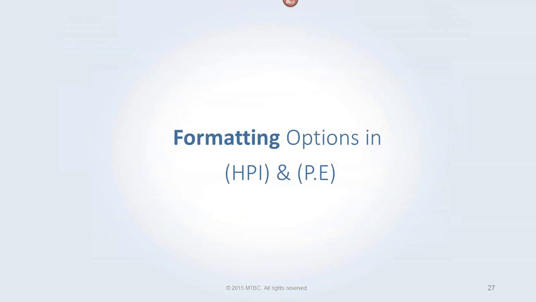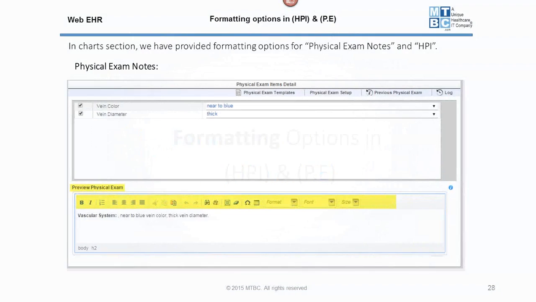Formatting options in History of Presenting Illness and Physical Exams. Information which is being entered in a text format under HPI and PE can now be formatted by the given toolbox above the text to customize it accordingly.